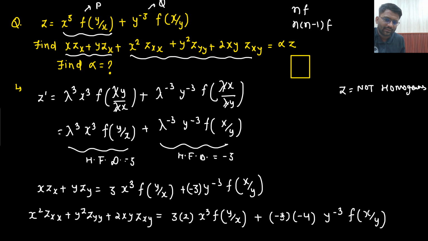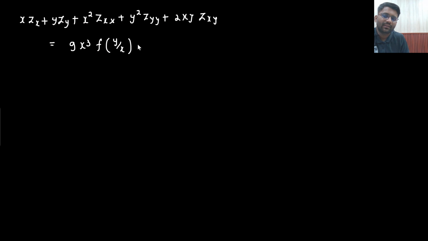So x zx plus y zy plus x square zxx plus y square zyy plus 2xy zxy would be equivalent to 6 plus 3, 9, 9x cube f of y by x, and here 12 minus 3. Sorry, 3 minus 3 into 4 will become 12. 12 minus 3, that will become plus 9. Plus 9 y to the power minus 3 f of x by y, right?